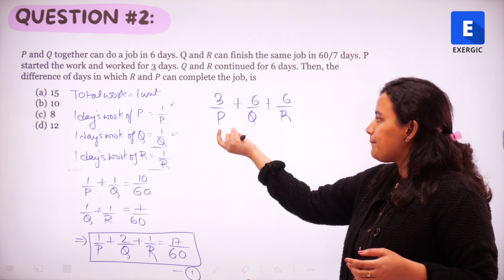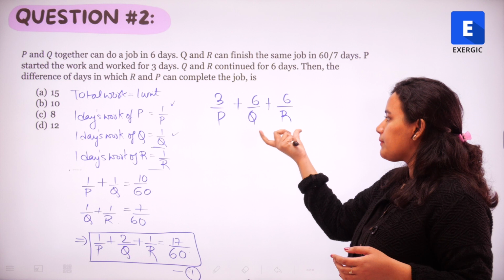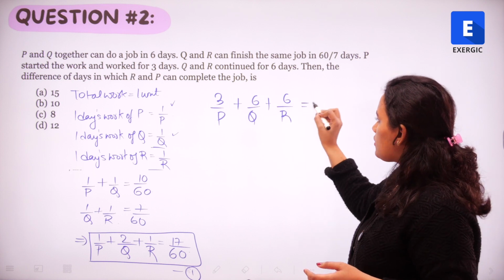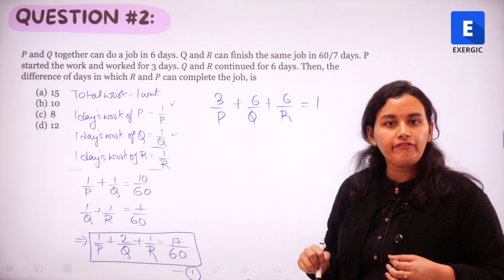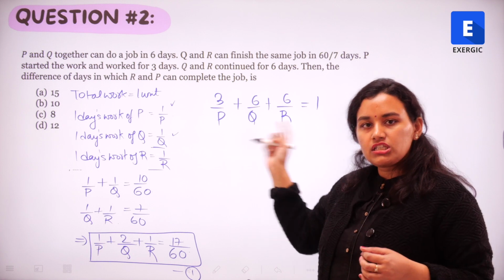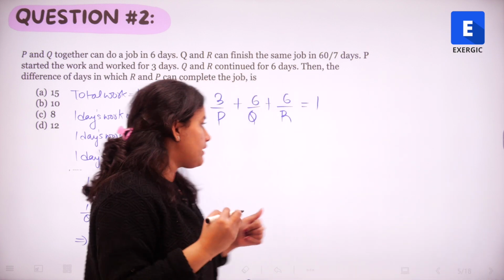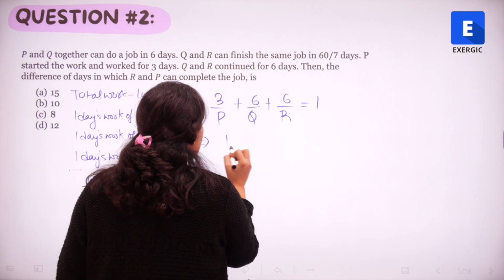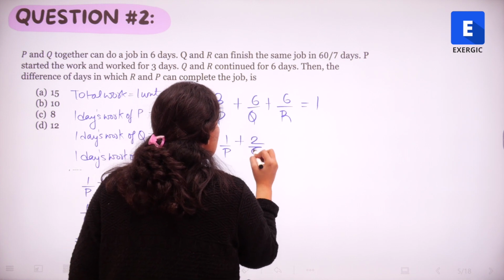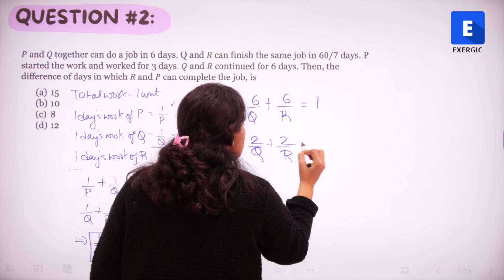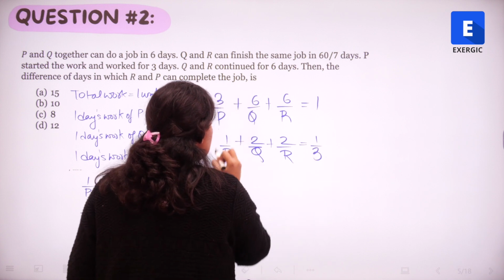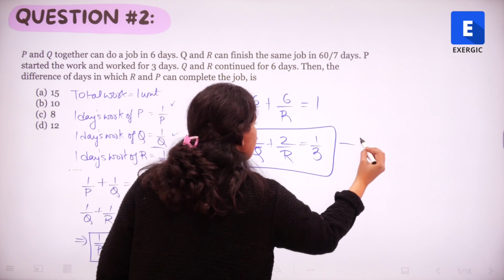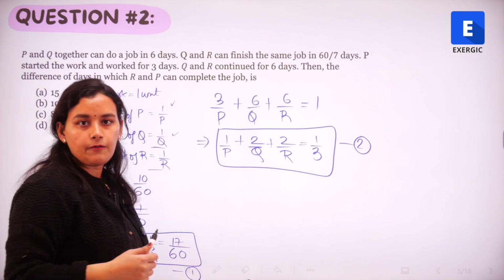So the work done by P in 3 days plus the work done by Q and R in 6 days is equal to the total work, and the total work we have taken as 1, right? So this again gives us a relation between P, Q and R. So if I simplify, I have 1 by P plus 2 by Q plus 2 by R is equal to 1 by 3. So this is the second relation that we have between P, Q and R, right?